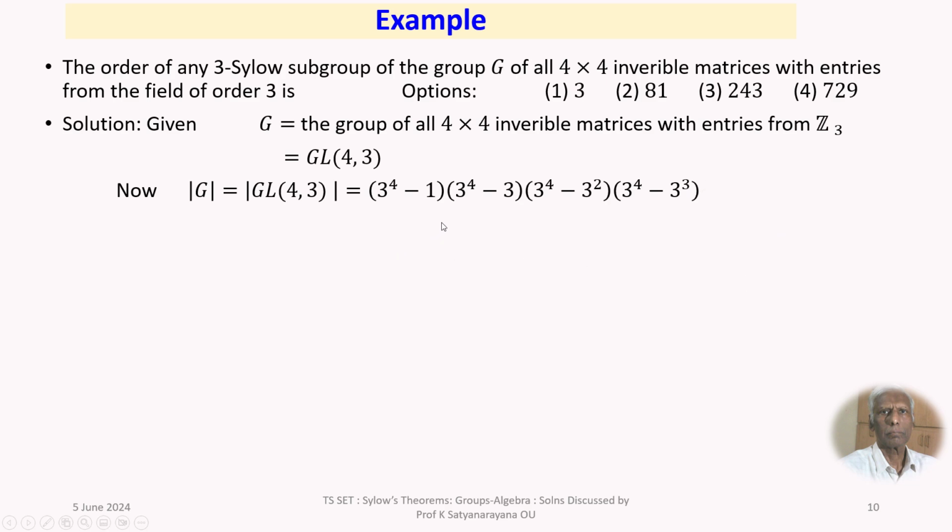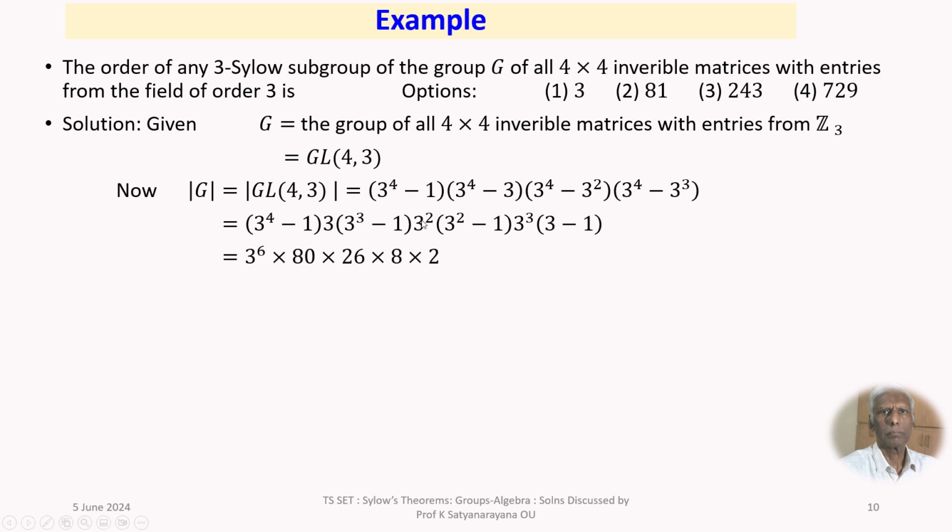Now, let us take out the 3 common. From the first one, 3 is not common. From the second one, 3 is common. From the third factor, 3 square is common. From the fourth factor, 3 cube is common. So this will be equal to 3 to the power of 6 into the remaining ones, 80 into 26 into 8 into 2, and 3 does not divide further. So 3 power 6 divides the order of G, and 3 to the power of 6 plus 1 does not divide the order of G.